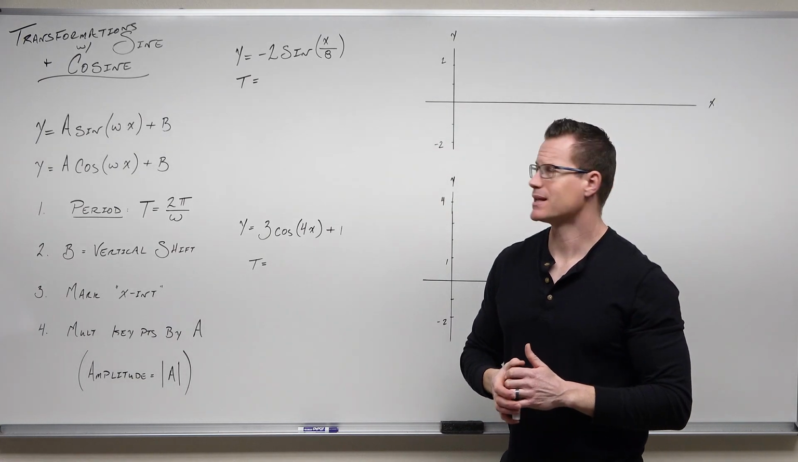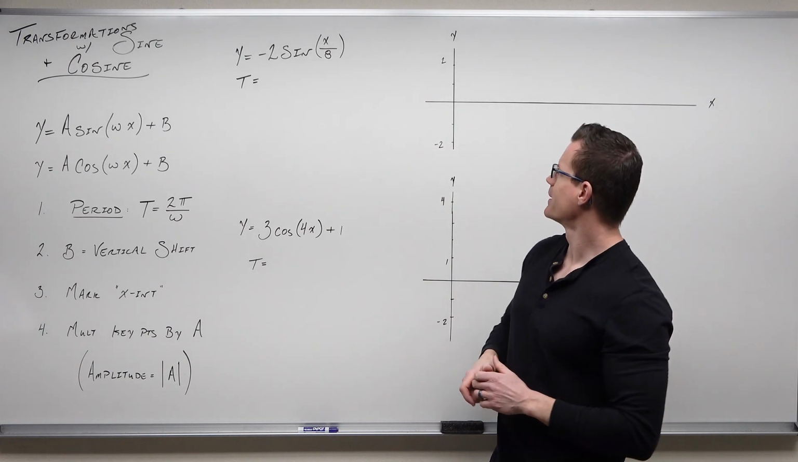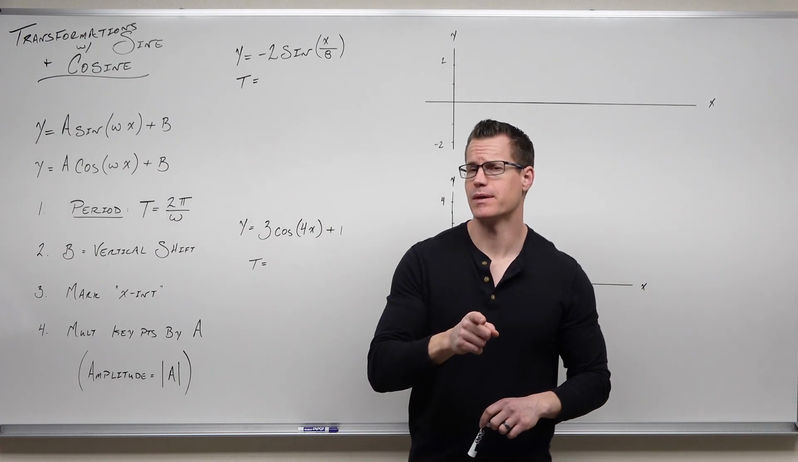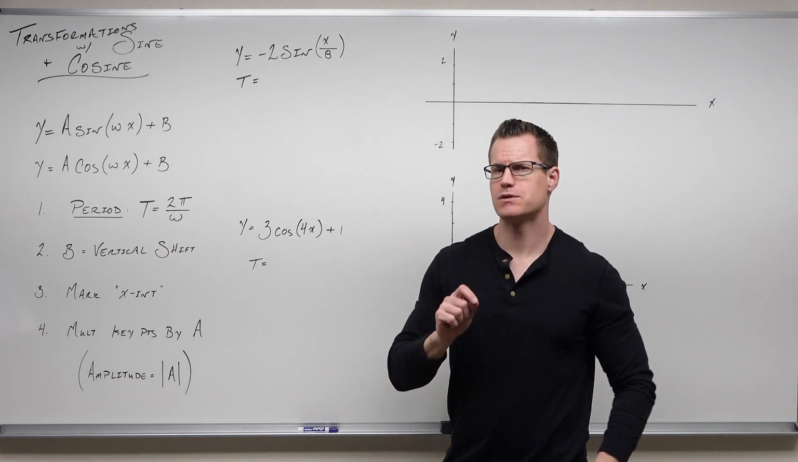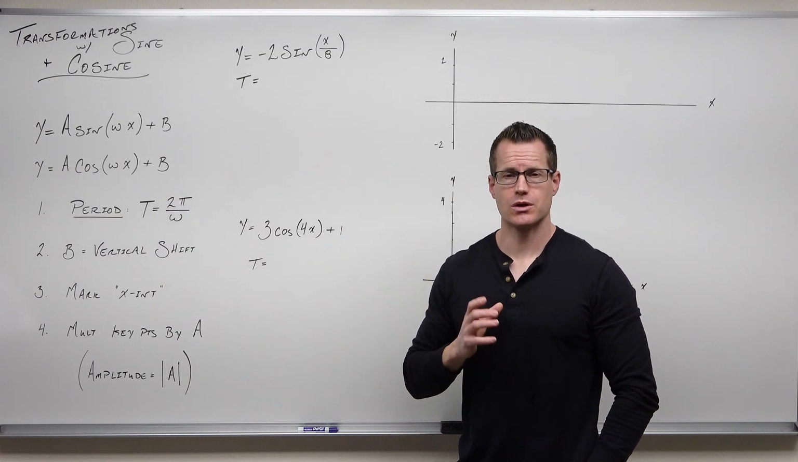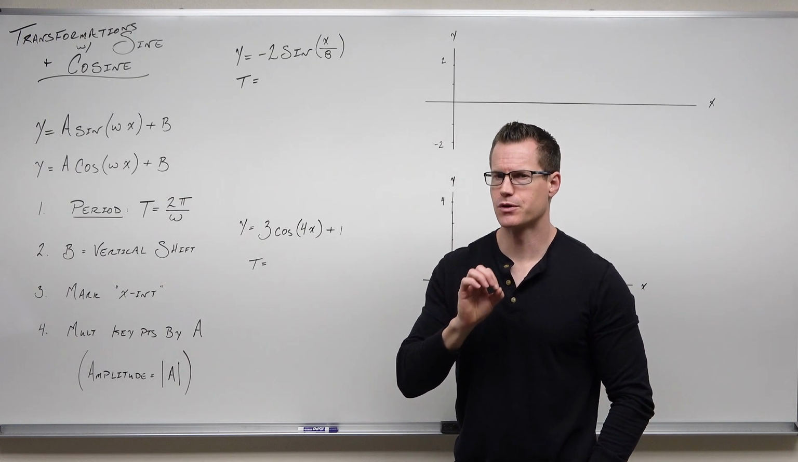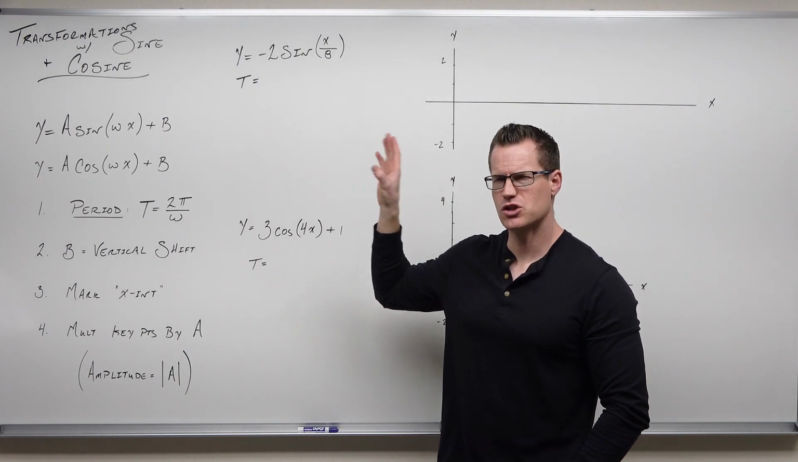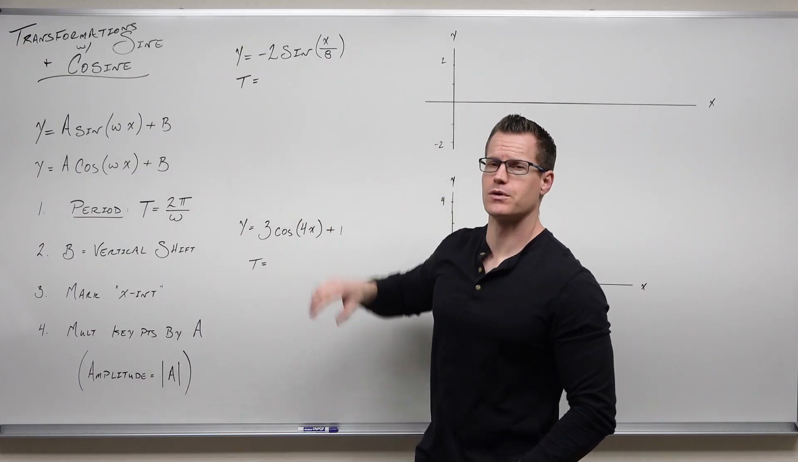How about y equals negative sine of x over 8. That's weird. That's like 1/8, and you might see it written that way. You might see y equals -2 sine 1/8 x or something like that. That's fine. Here's what we're going to do. We're going to find our period and vertical shift first. We're going to graph those two things. So here we see a change in our period, but not a vertical shift.